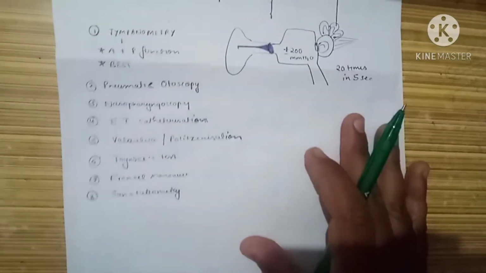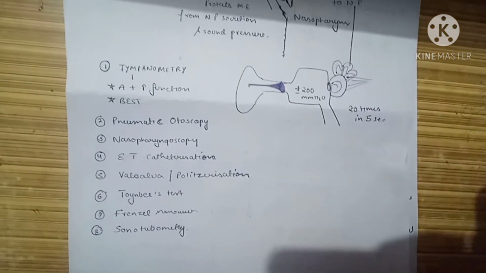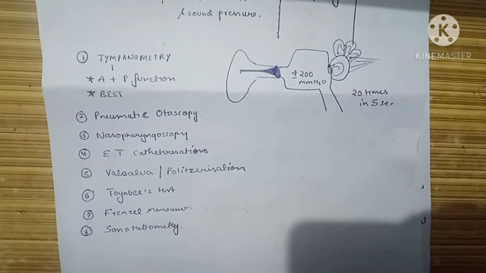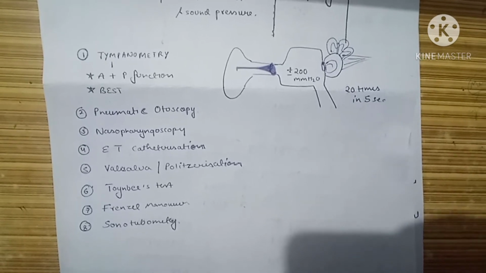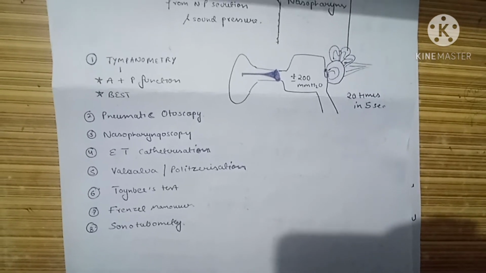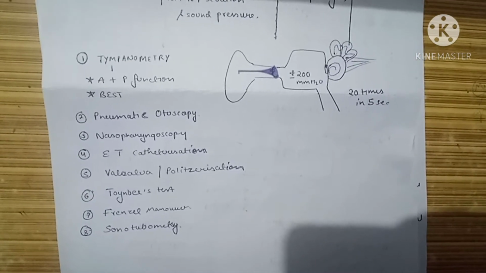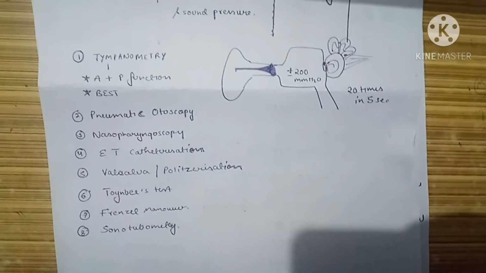Now we will move on to the tests of the Eustachian tube. So we have a total of 8 tests. There are more, but these are the important ones we need to learn. So out of these 8 tests, we will start with tympanometry. Now in detail we have explained what tympanometry is and how it functions. Here we need to understand how tympanometry is useful in the case of the Eustachian tube.